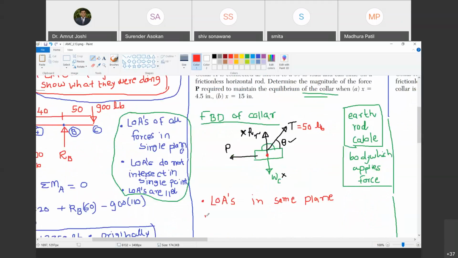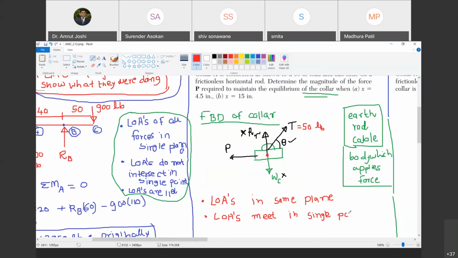So second point देखो कौन सा है? LOAs of all forces meet in a single point. Are you with me? Yes, sir. किसकी बात चल रही है? सिर्फ कॉलर की. कॉलर के ऊपर जो सारे फोर्सेस है वो एक लाइन में मीट हो रहे हैं, ऐसे बोल रहा हूं. Don't misunderstand me. Are you with me? So we are looking at this FBD and we are talking the description of only this FBD. Nothing else, not anything else. Are you with me? Yes, sir.